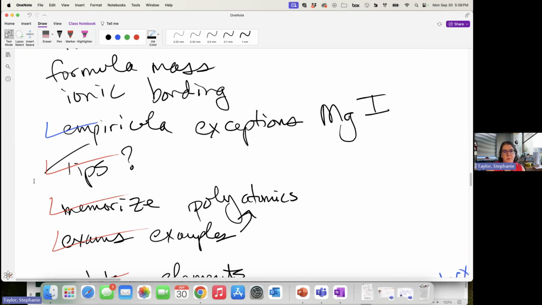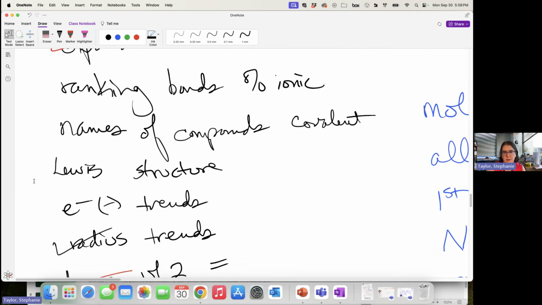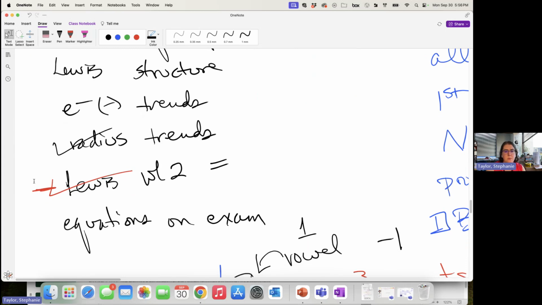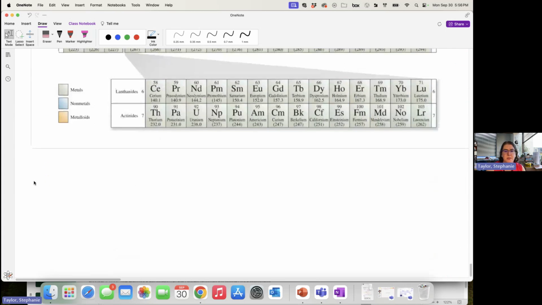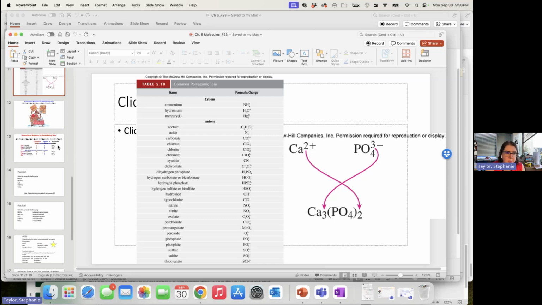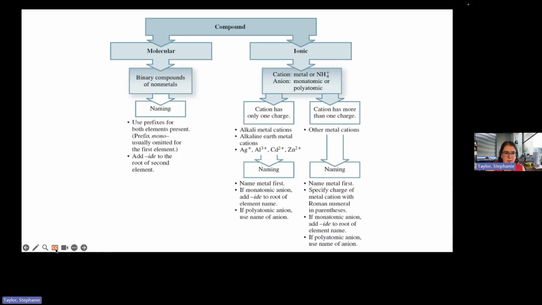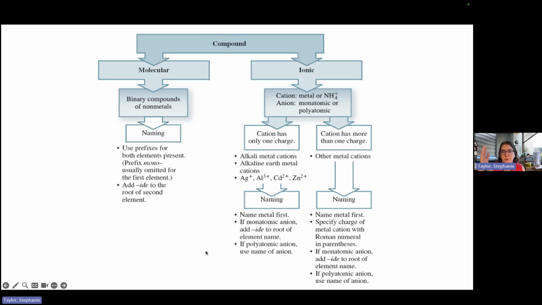I know some people are asking about nomenclature in general, naming covalent compounds, and when to use Roman numerals, things like that. That's all naming, so I assume it's in the book still. Your book actually has another thing that I like, which is this lovely little flow chart. If it's molecular, we're going to use prefixes. If it's ionic, we don't need prefixes. So there is this handy dandy chart from your textbook to help you with naming.